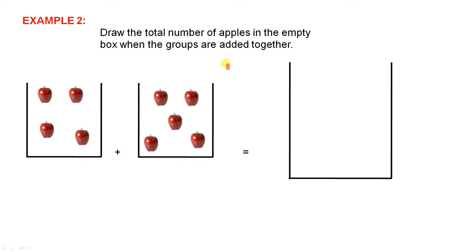Second example, draw the total number of apples in the empty box when the groups are added together. Same type of thing. You've got two groups, 4 apples here, 5 there, add them together and draw the total there.